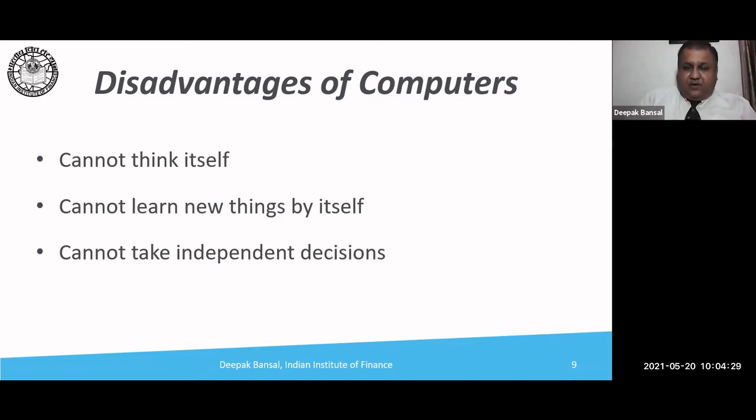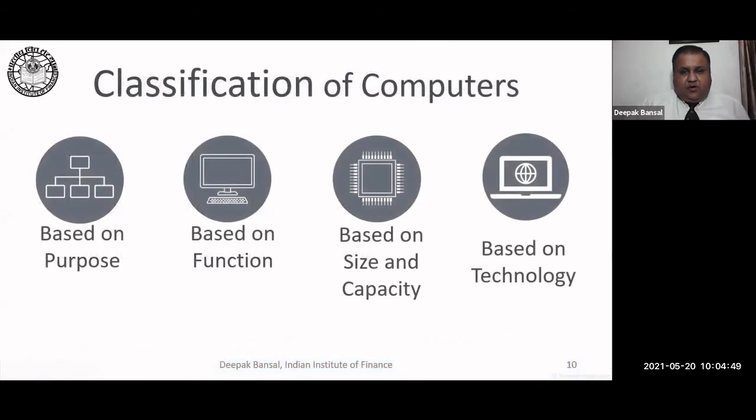But now, if you look at modern computers, with artificial intelligence, the coming of robotics and machine learning, things are changing. Computers are becoming much more independent. They are able to take decisions on behalf of humans. Now, if I go into the classification of computers, computers can be classified based on purpose, based on function, based on size and capacity, and based on technology.